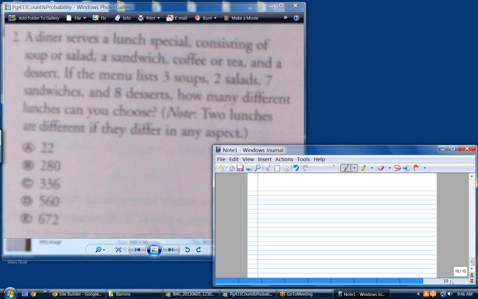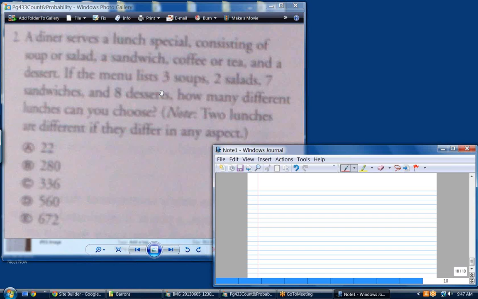The reason that's not the correct answer is because it's consisting of a soup or salad. Oh, okay. If it said a soup, salad, sandwich, 2 drinks, and a dessert, then you would have done it correctly. And usually that is the correct answer, is just to take all your combinations and put them together.